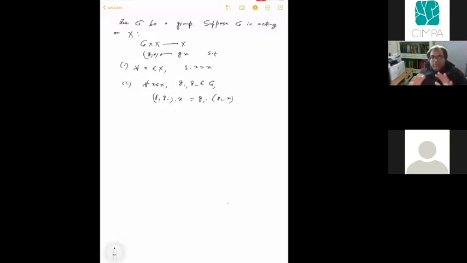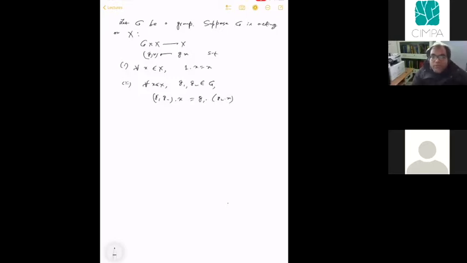Okay, so if these two properties are satisfied, then that's a group action, and a group action may be very different in different cases. You just note here, even though X is just a set, and the set may have no structure at all, when it has nice structure, then by looking at the group action, a lot of information can be obtained.